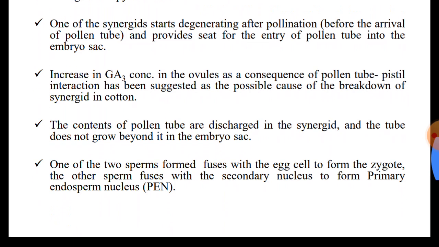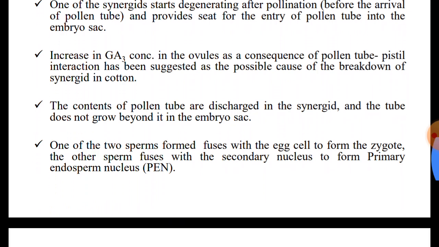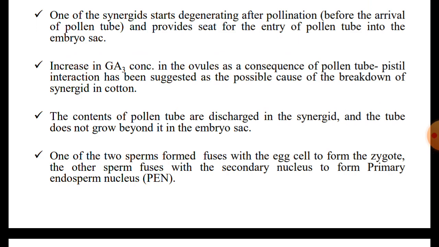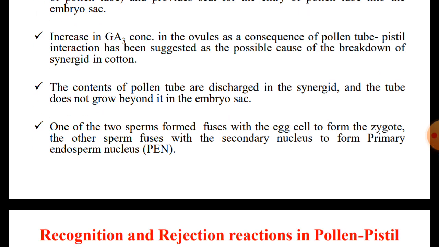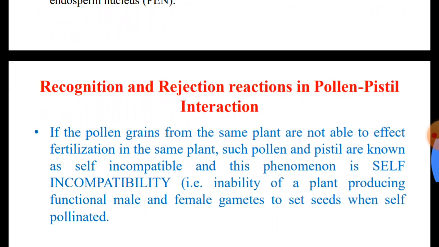Increase in GA3, that is gibberellic acid concentration in the ovules as a consequence of pollen tube pistil interaction has been suggested as the possible cause of the breakdown of synergid in cotton. The contents of pollen tube are discharged in the synergid and the tube does not grow beyond it in the embryo sac. One of the two sperms fuses with the egg cell to form the zygote, and the other fuses with the secondary nucleus or the central cell to form the primary endosperm nucleus.